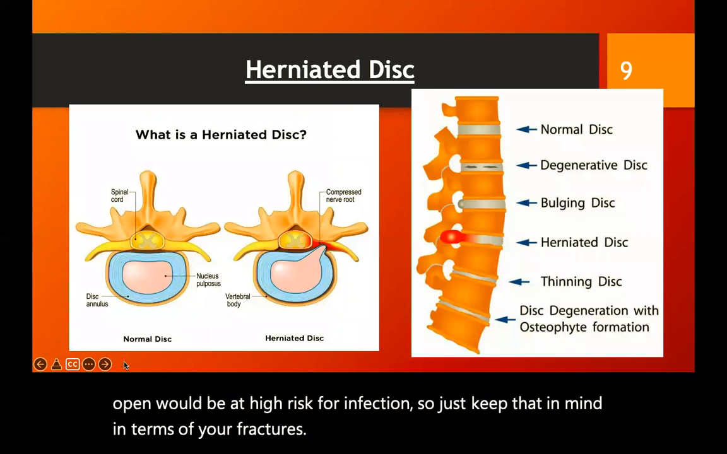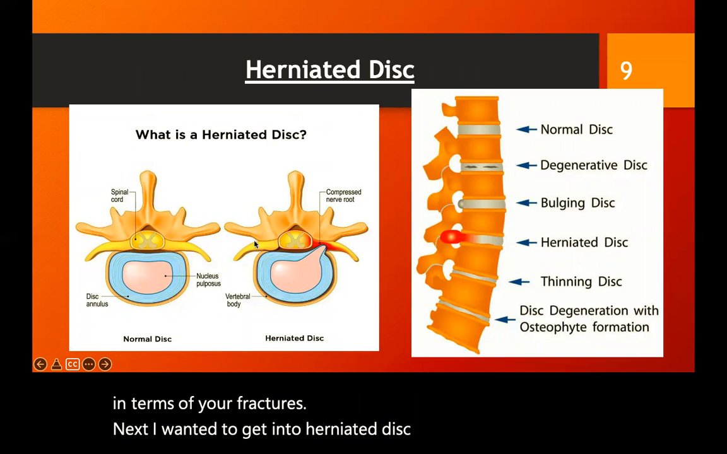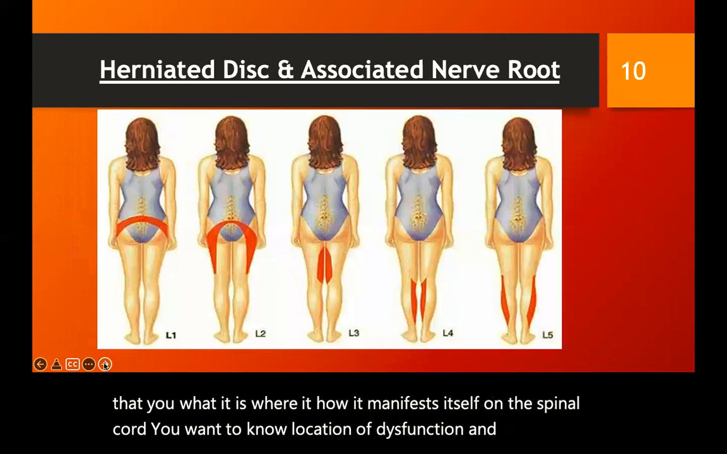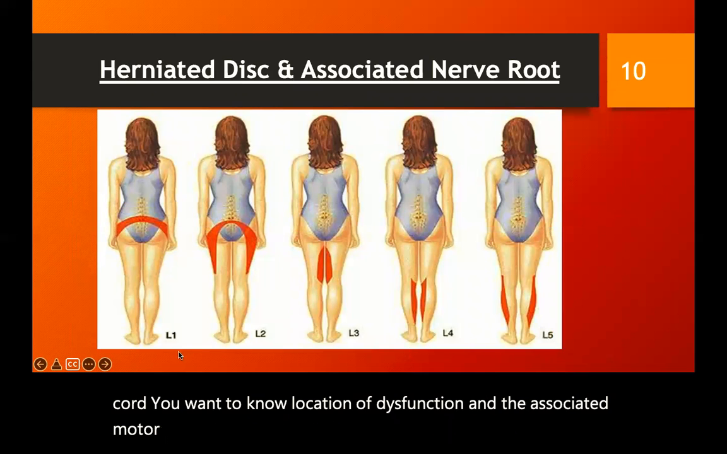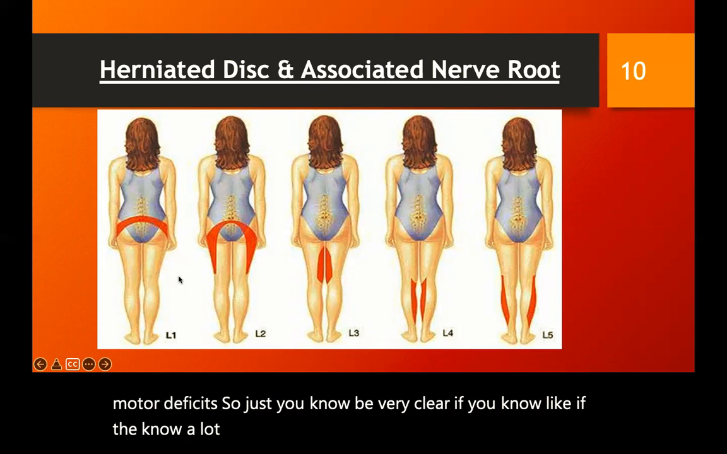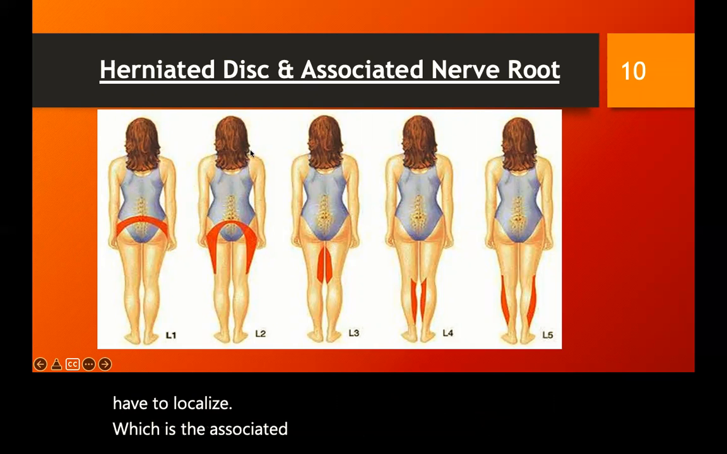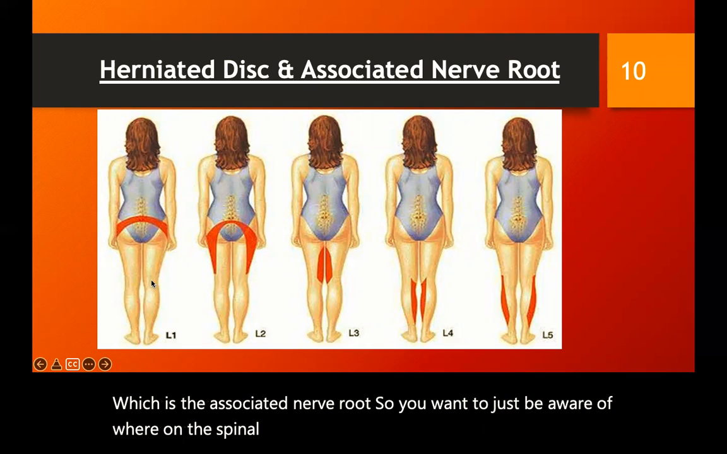Next, I wanted to get into herniated disc disease. Just make sure that you know what it is, how it manifests itself on the spinal cord. You want to know location of dysfunction and the associated motor deficits. A lot of the times they'll give you a clinical question manifesting where the pain is coming from, and then you have to localize which is the associated nerve root. So you want to be aware of where on the spinal cord and what clinical manifestations occur with each associated nerve root.